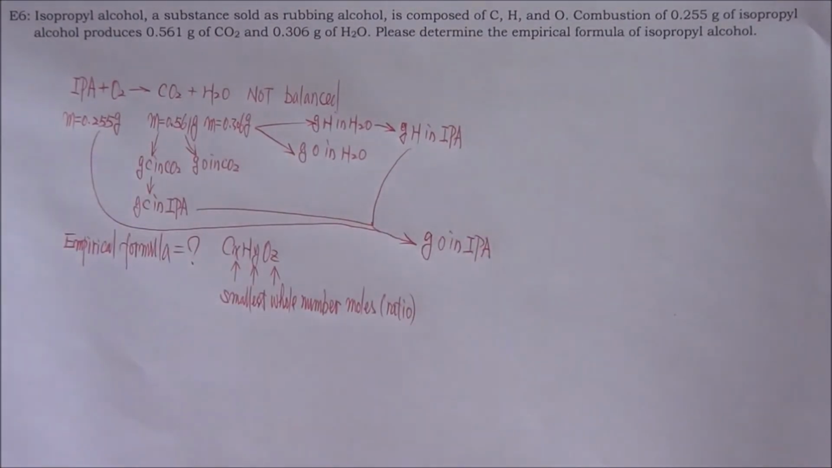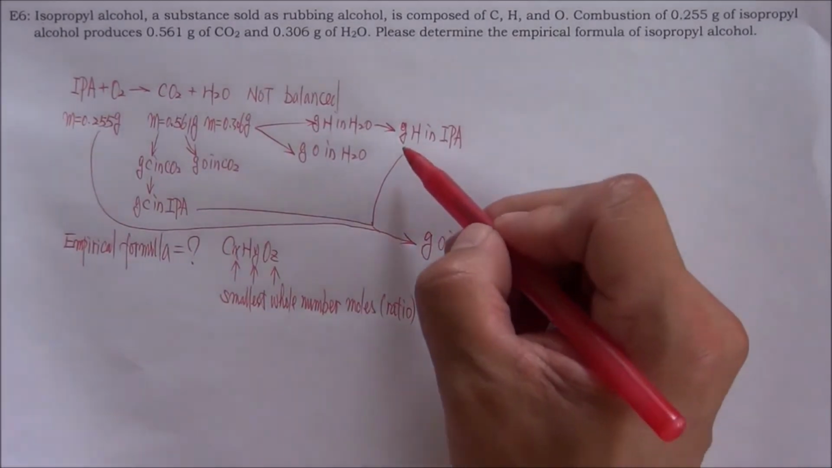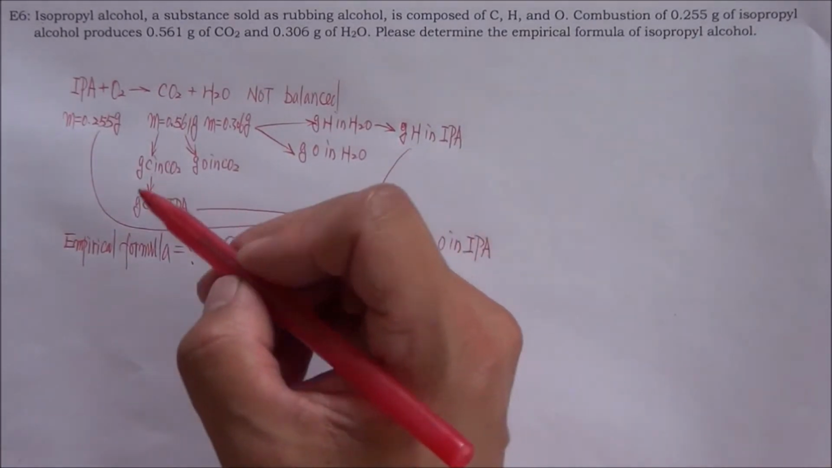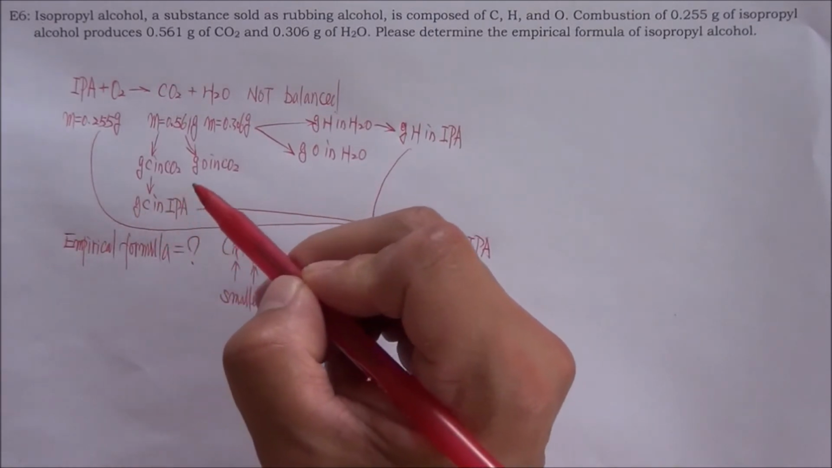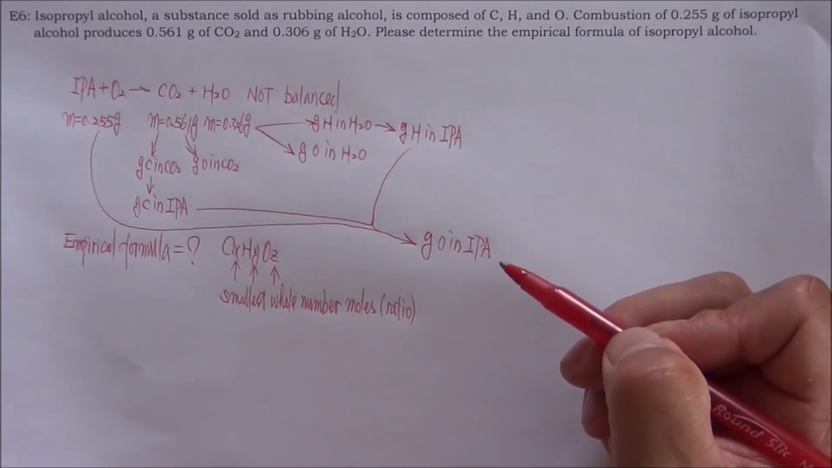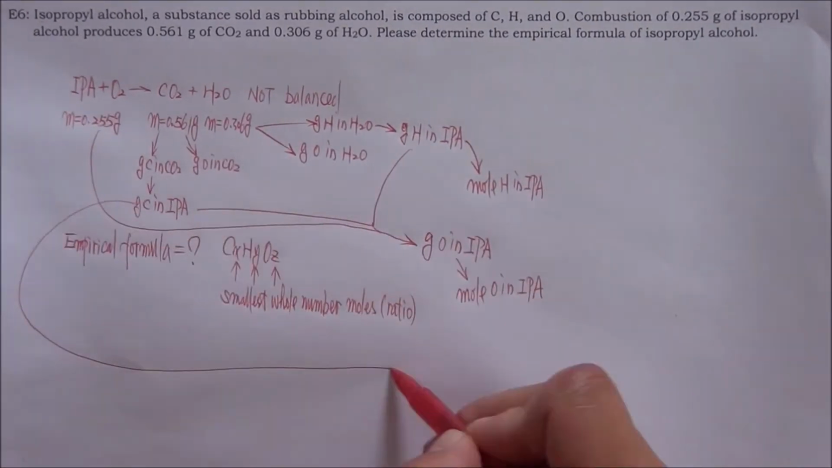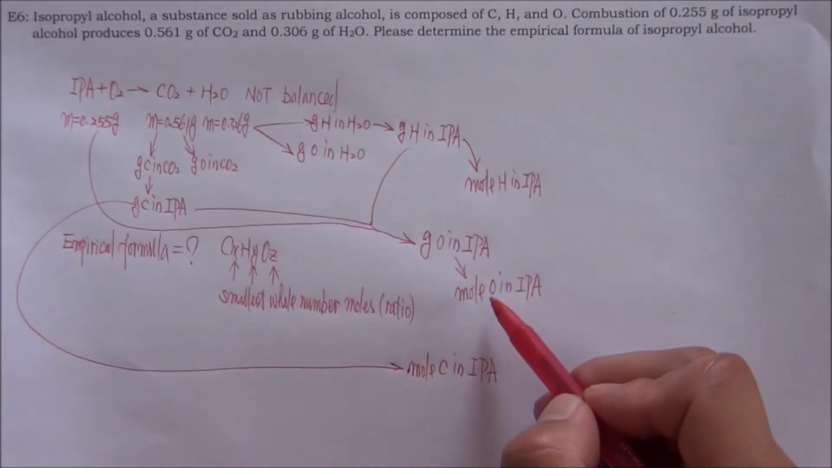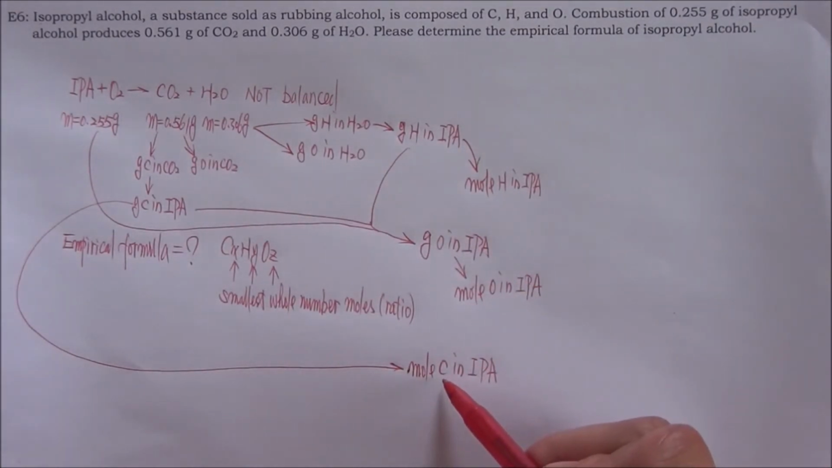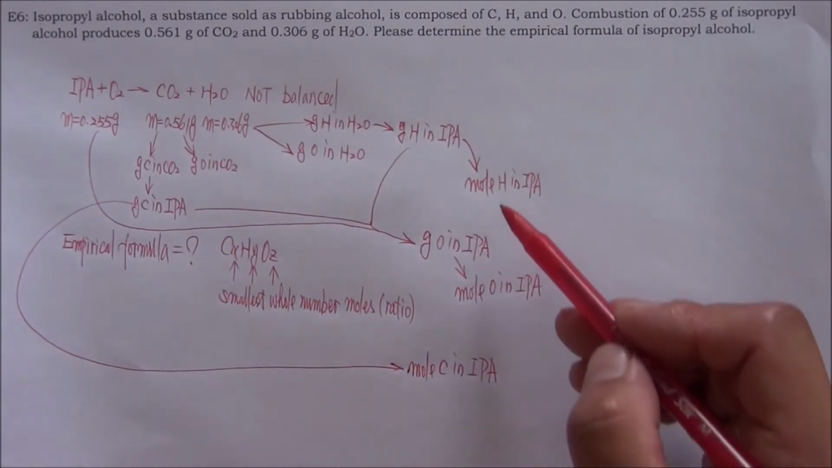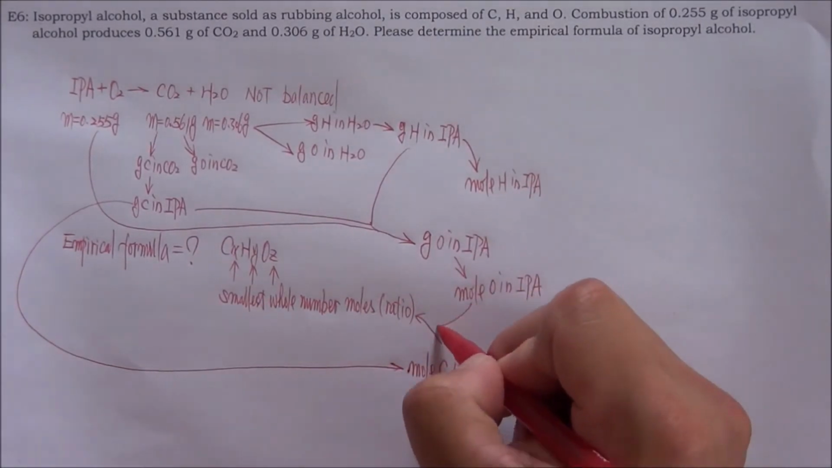We also know that we can convert the mass of hydrogen to moles of hydrogen. We can also convert the mass of carbon to moles of carbon and the mass of oxygen to moles of oxygen. If we know the moles of hydrogen, the moles of oxygen, and the moles of carbon, we can find the smallest whole number moles ratio between the three different elements.